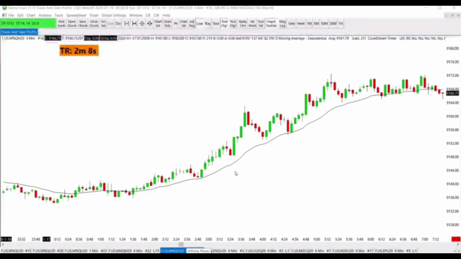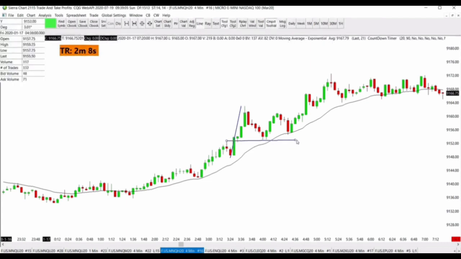Okay guys, another example right here. We have a nice little impulse, and it came back to grab some orders at this swing high. We have this nice solid bar closing at its high, and then we wait for it to close. As soon as it goes above this candle, we are looking to get in. So let me show you guys another example.